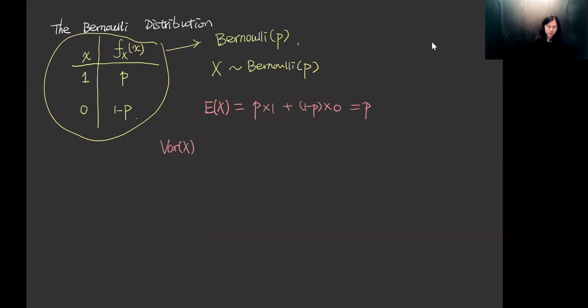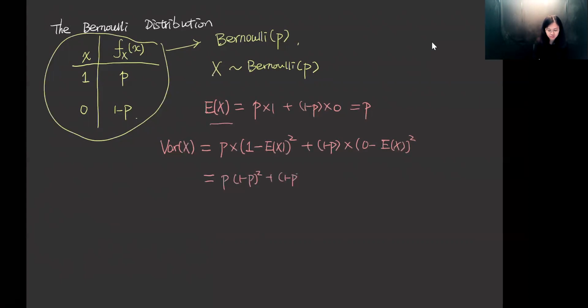We can also calculate the variance of the Bernoulli distribution. The variance can be calculated using the definition of variance, which is the weighted average of the deviation from its mean, squared. And if we plug in the E of X that we just calculated, this is P times 1 minus P squared plus 1 minus P times P squared.